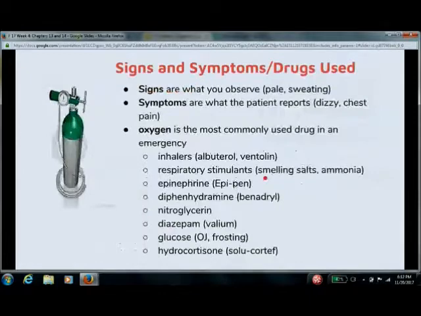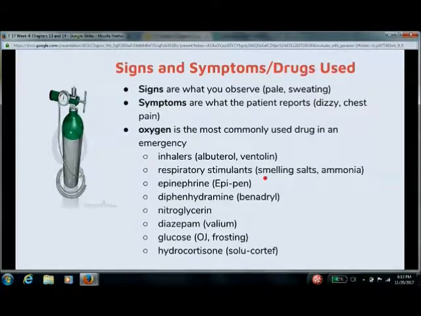All right. So signs and symptoms are something that we should always be observing in our patients. Signs are what we see. So I might think the patient looks pale, or they're sweating, or they look red. And a symptom is what the patient reports. So a sign is what I see, and a symptom is what they feel.